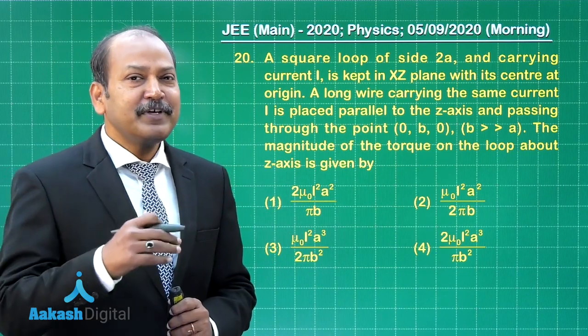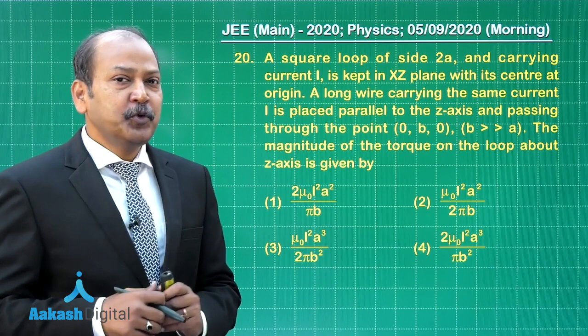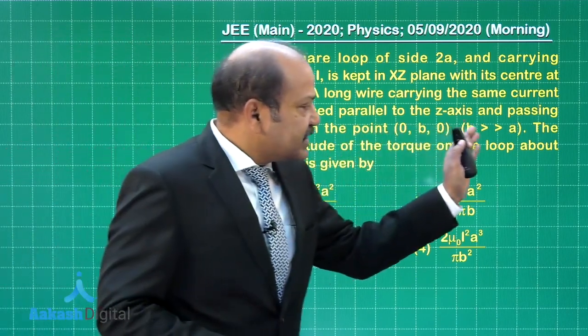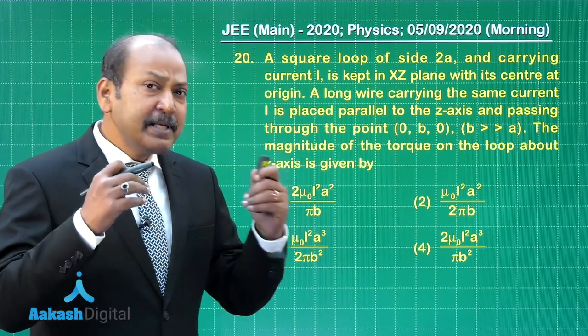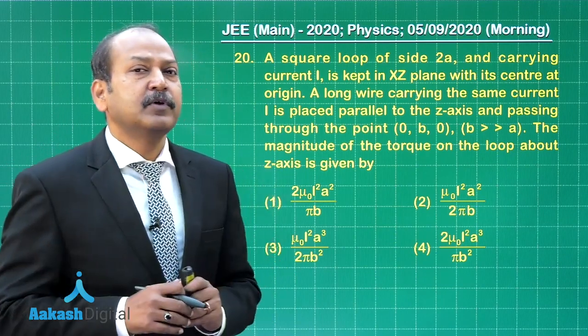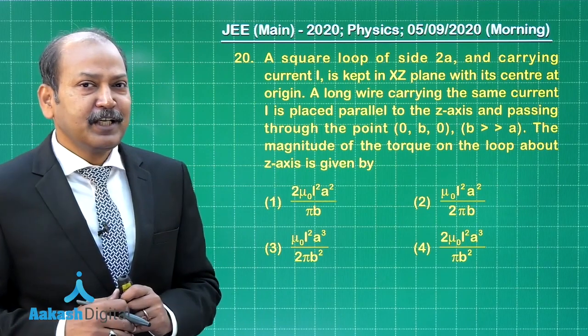The question is from the topic moving charges and magnetism; it is about torque on a current loop due to a magnetic field. The information that B is very large compared to A enables us to consider that the magnetic field is uniform. That will be very critical in solving this particular question.